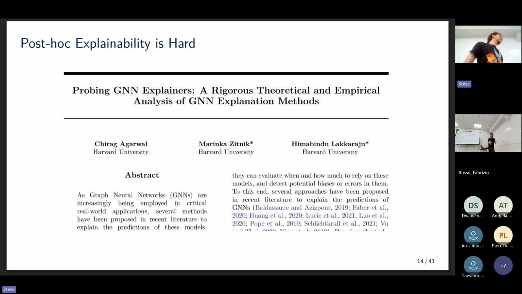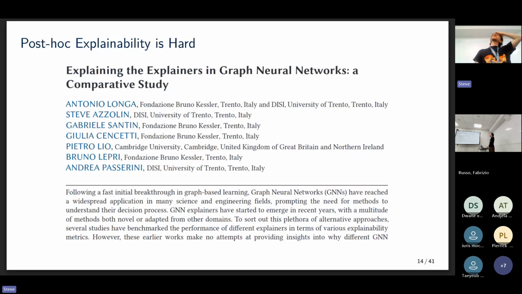Post-hoc explainability is hard. I guess you are probably familiar with this, and also for the graph literature, there have been papers showing that, for example, random explanations can be more faithful than explanations provided by state-of-the-art explainers. In a previous work, we have shown that it is very hard to have a stable ranking of explainers. If you take explainer A, it typically works very well for a bunch of datasets, but for other datasets, another explainer will perform best.